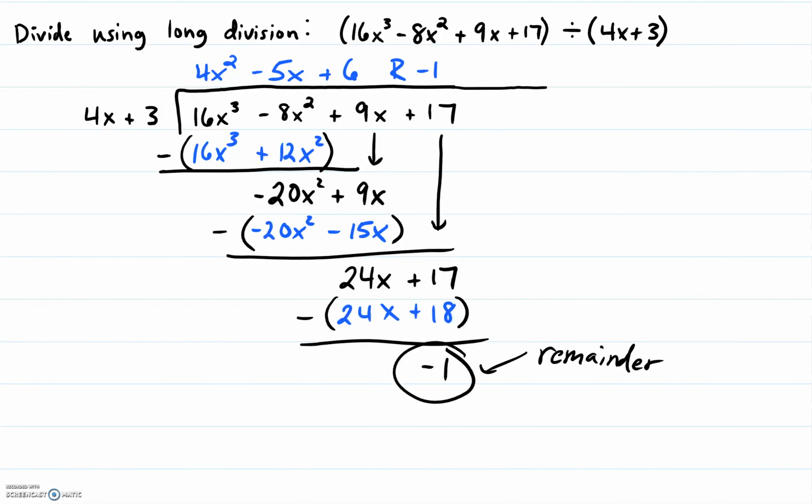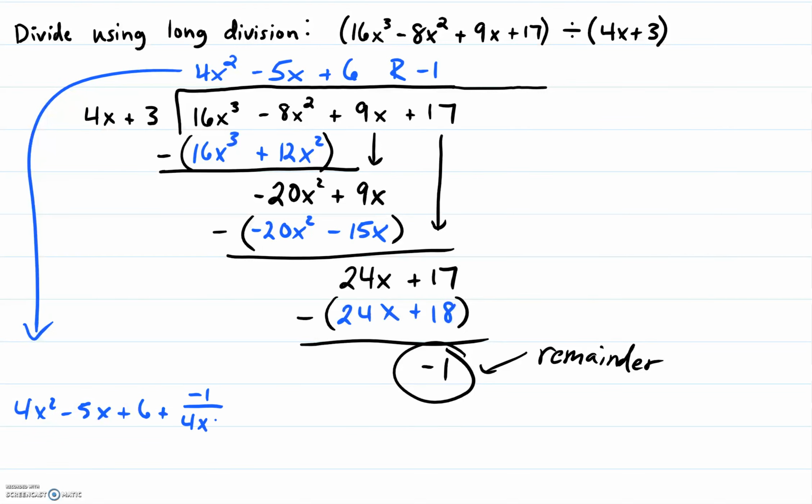Or another way that you could display this answer, and I'm going to write it down here in the bottom left-hand corner, is you could do 4x^2 minus 5x plus 6 plus, and then you can put the negative 1 over the thing that you're originally dividing by, 4x plus 3. So that means the same thing as remainder of negative 1. So whichever way you see it, if you're working on ALEKS or whatever it is you're doing, you know they're the same thing now, and you can display it however you want.